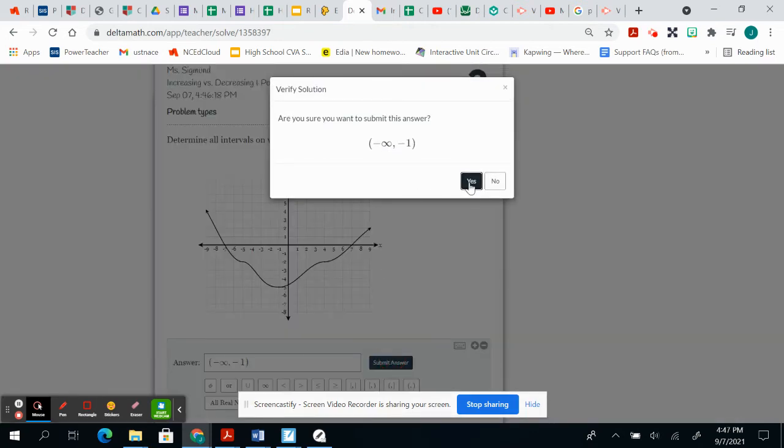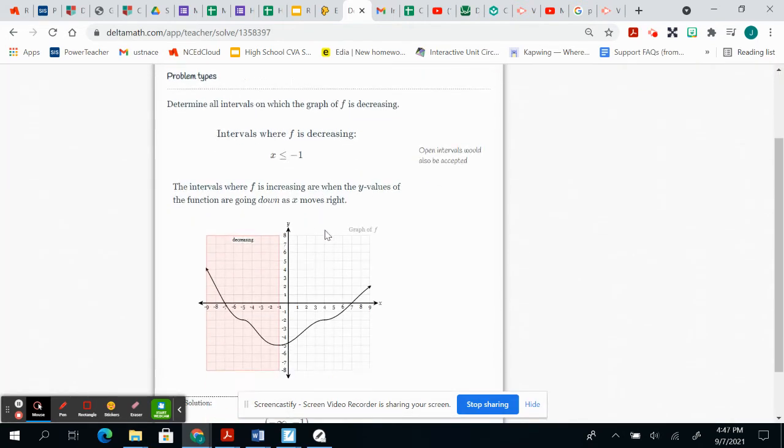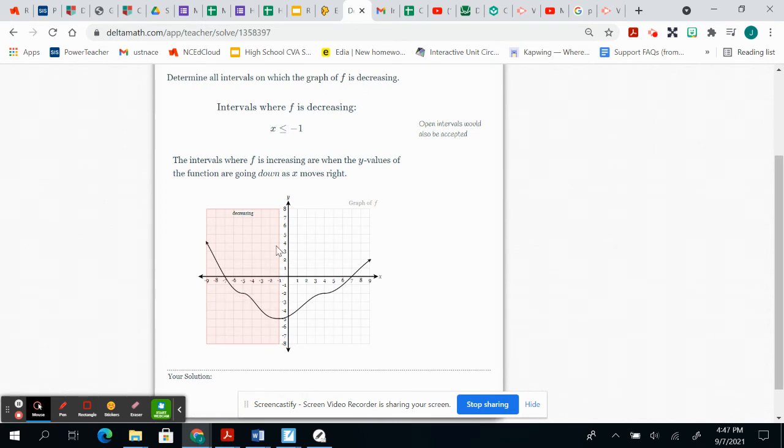You could call this a constant for a second, but it's going to keep going. Let's see if they like this answer. Fingers crossed, we did it. Nailed it. So here it never actually turned up. So it's still considered decreasing. It just stayed constant. If it went up too far, maybe you could call it constant if they were being picky. But for now, this whole side is going down from left to right.